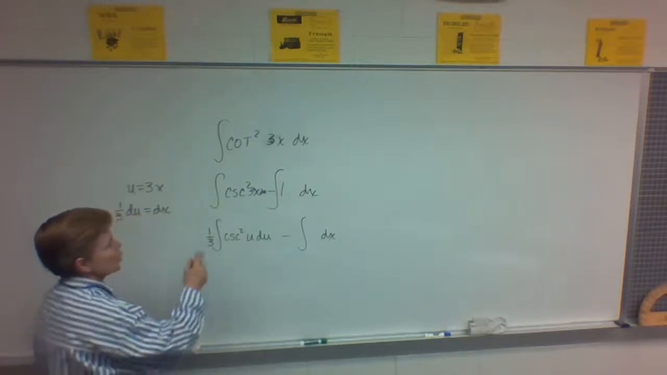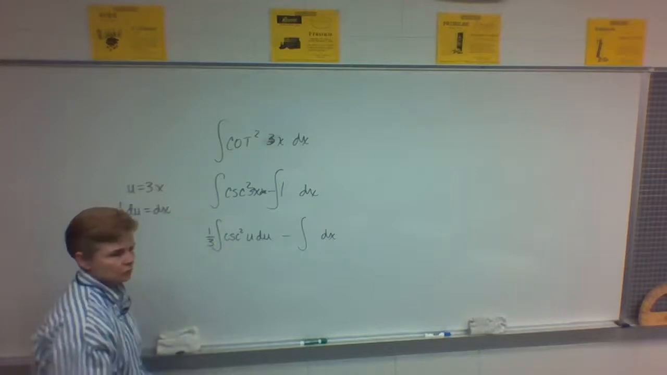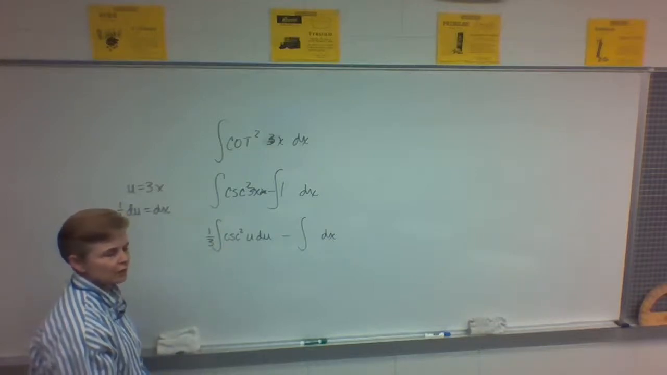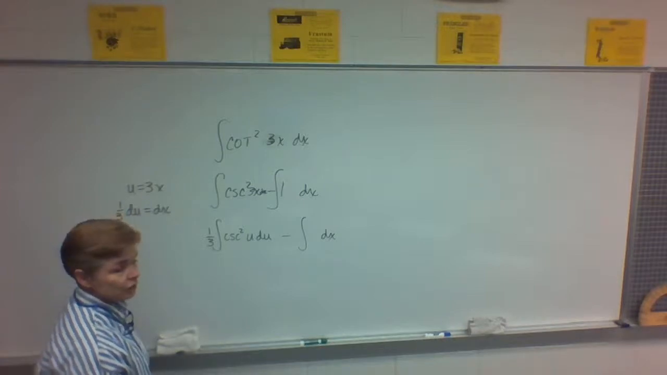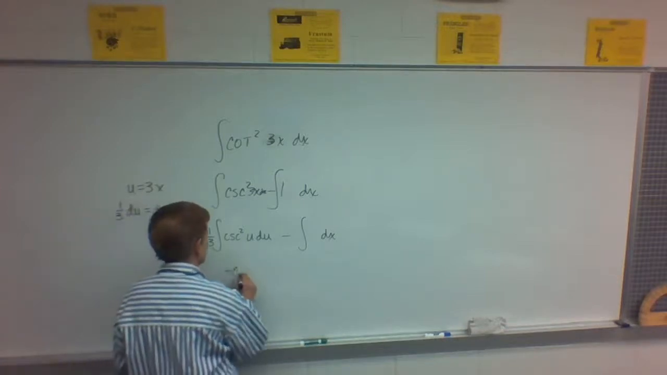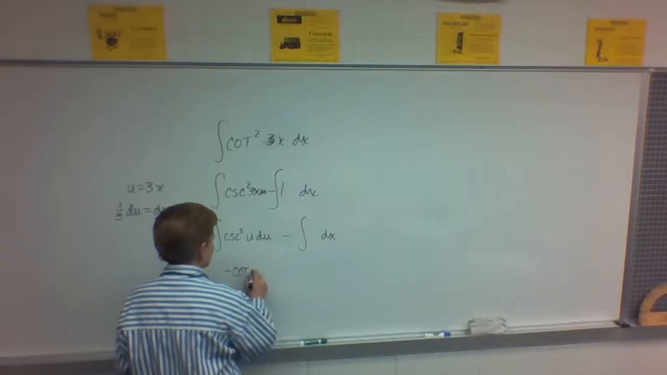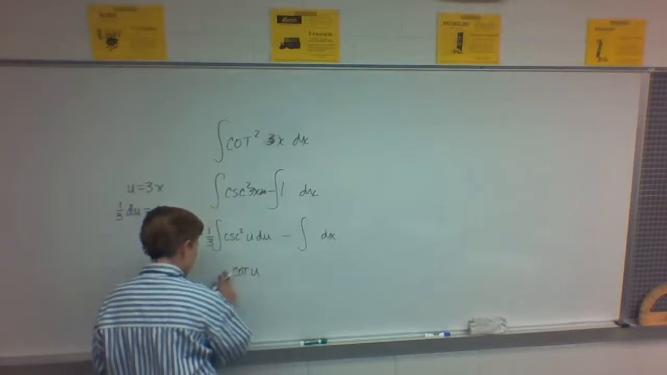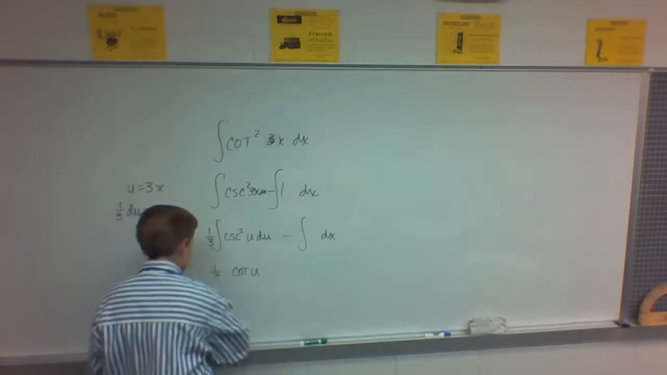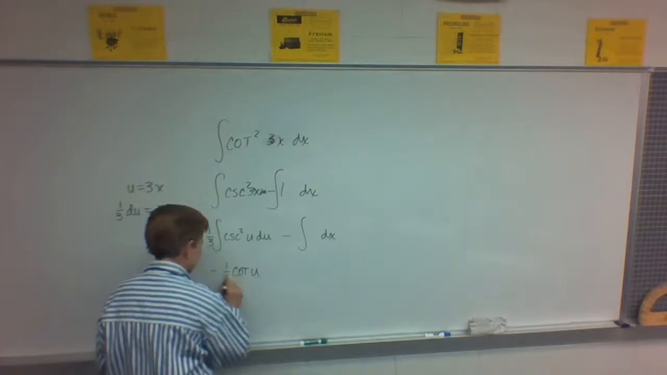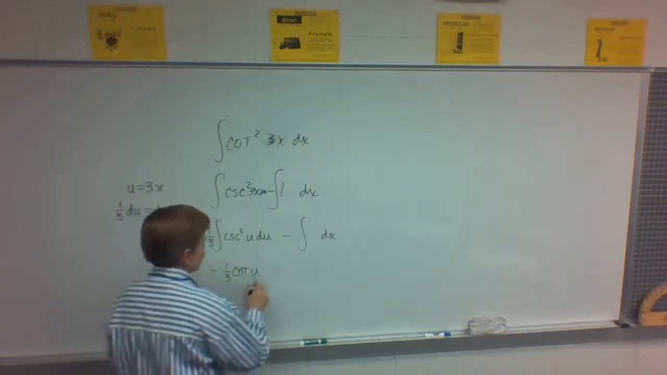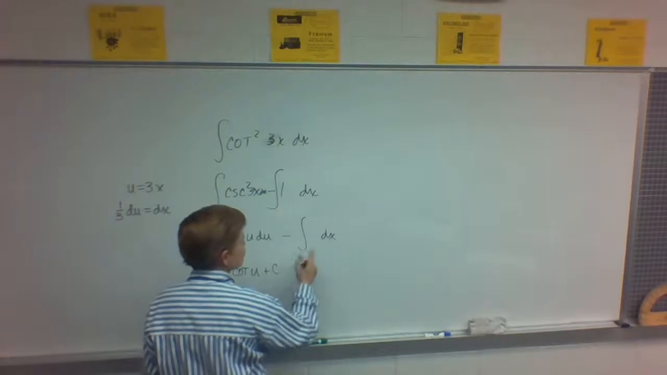So whose derivative is cosecant squared? Negative cotangent. So this is negative cotangent u times 1/3. Oh, I have to put the negative up front. You okay with that? Yeah. Plus C on this one, minus, what's this?